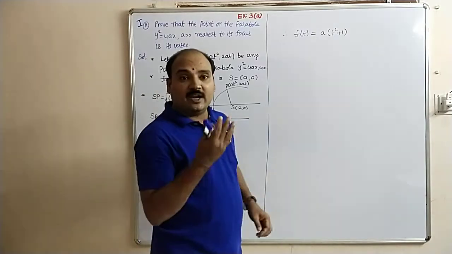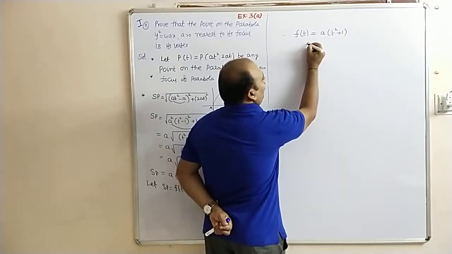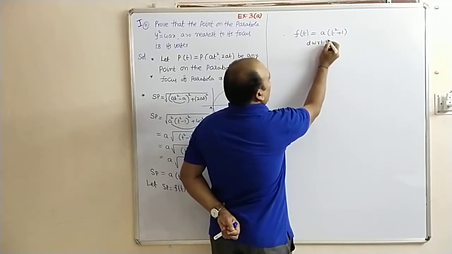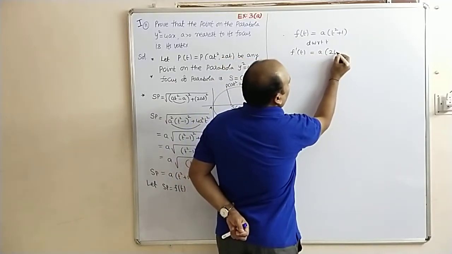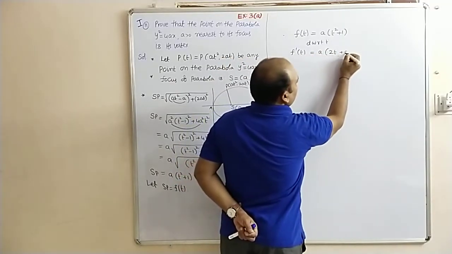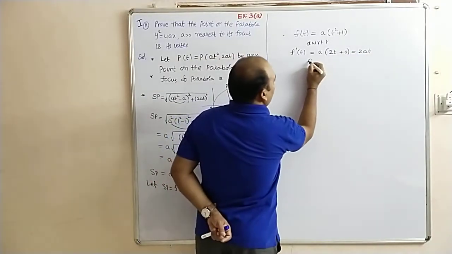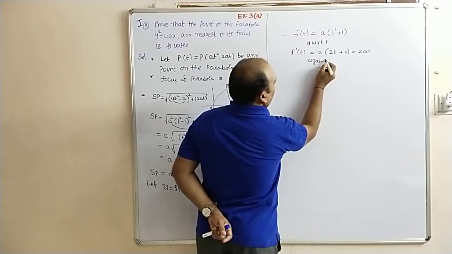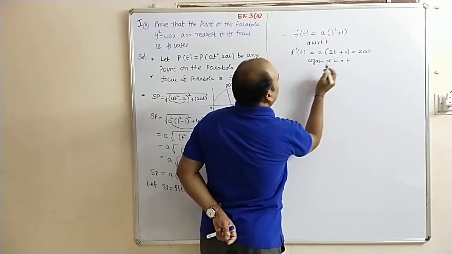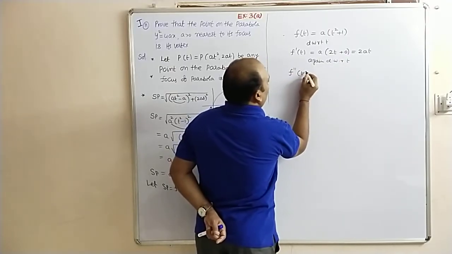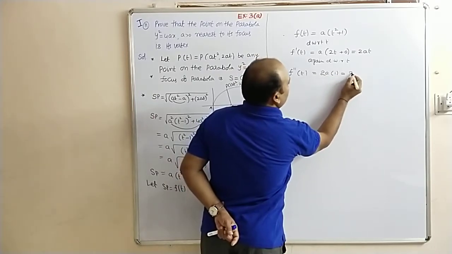If the second derivative is greater than 0, so now calculate f of t, f dash of t and f double dash of t. Differentiate with respect to t. F dash of t equal to a into t square derivative is 2t and constant derivative is 0, so that is equal to 2at. And again differentiate with respect to t. F double dash of t equal to 2at derivative is 2a into t derivative is 1, which is equal to 2a.